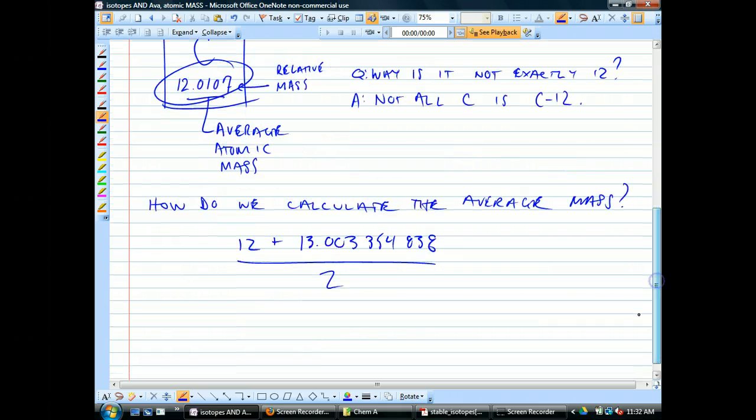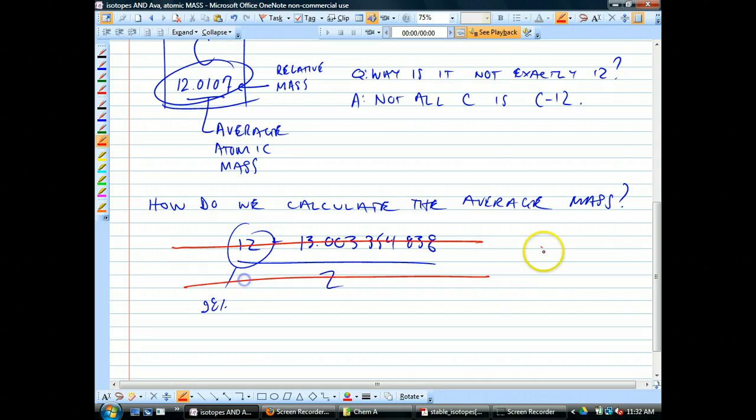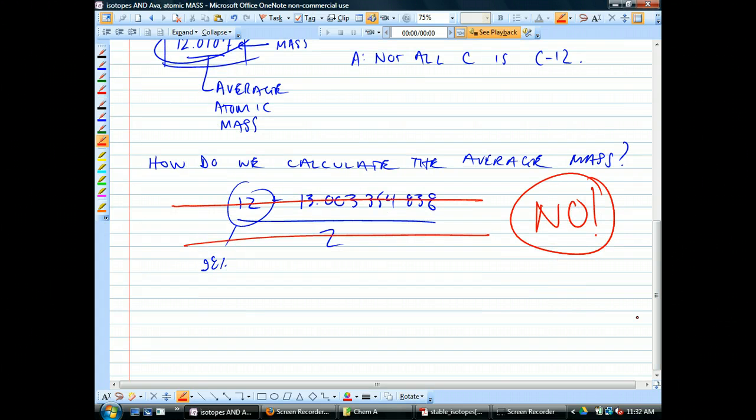Why not? You can tell me why. Because there are more C12 atoms than there are C13. Right, this is 98% of the carbon. So we don't want to do just a straight average. Just take the 2 or the 3 or the 5 or however many masses and just divide them. You don't want to do this. Okay? Don't do that.